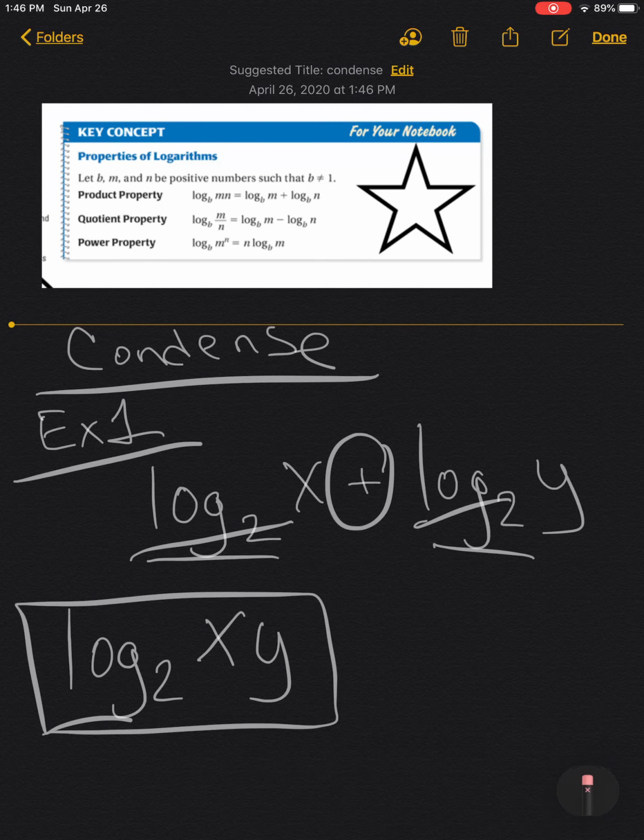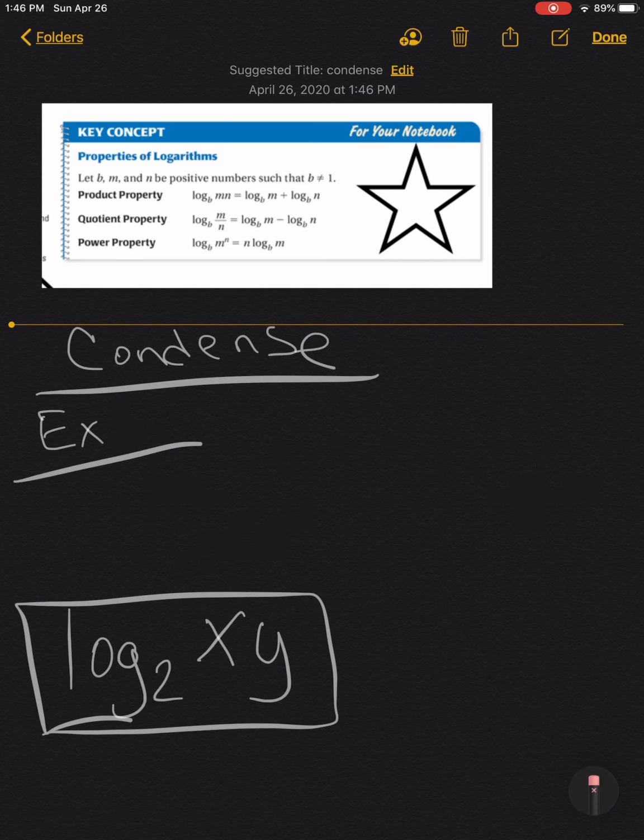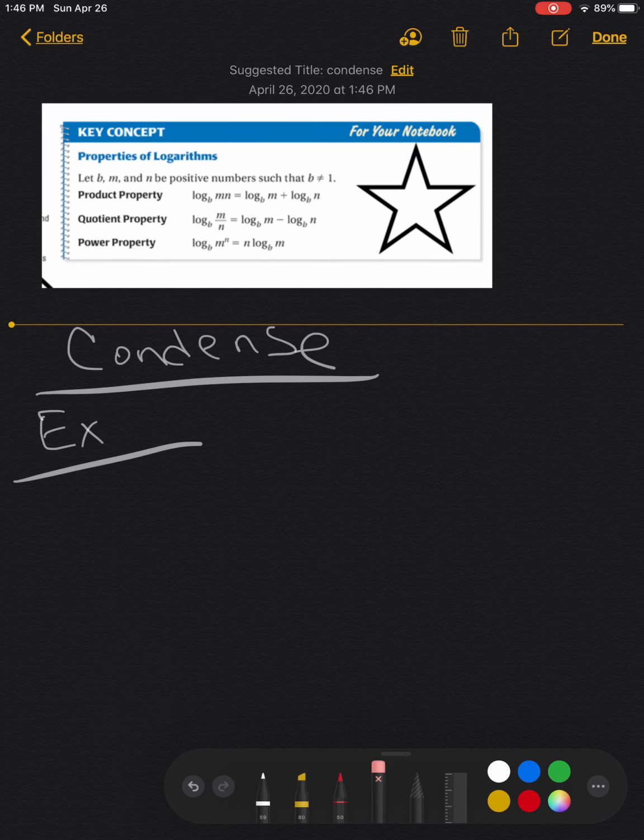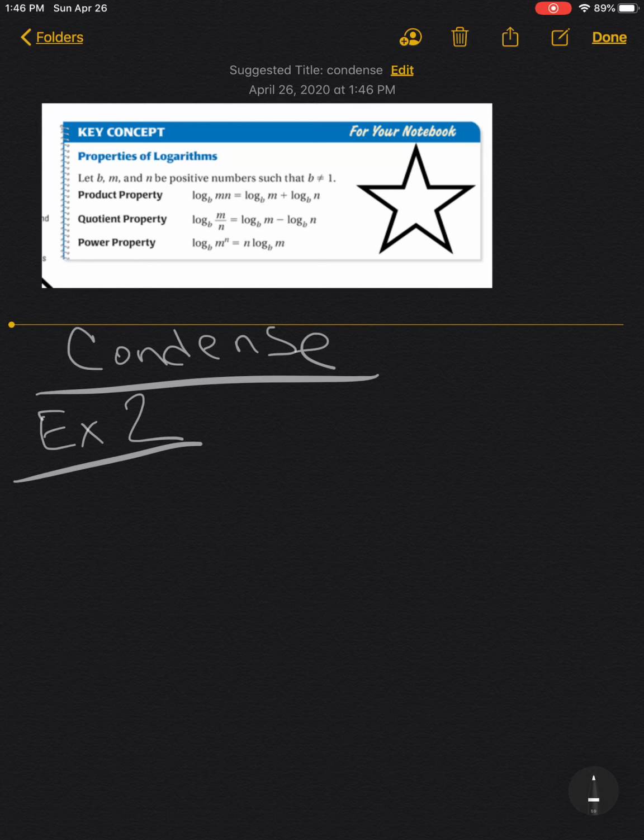All right, let's do one more. And I'm going to make it longer. So you see really the hardest it gets. So let's say we had 4 log of x plus, and notice now there's no base. When you don't see a base, remember that means it's a base of 10, it's just not written there.